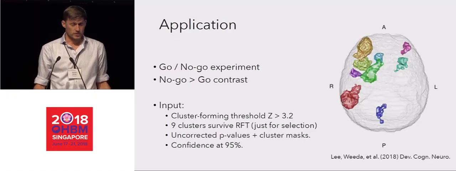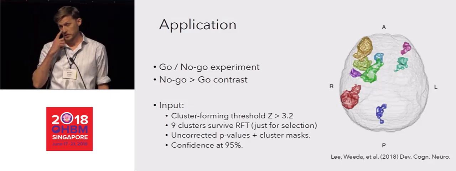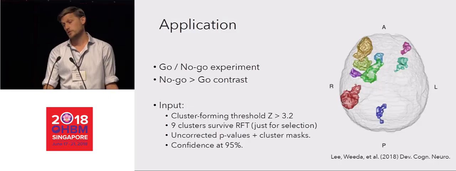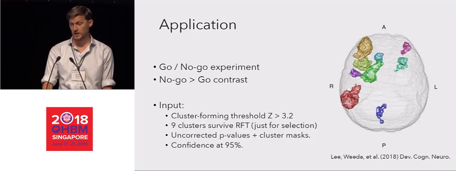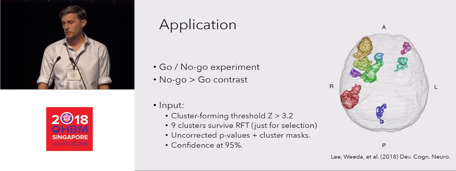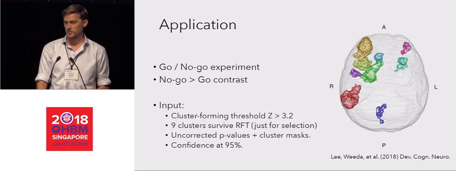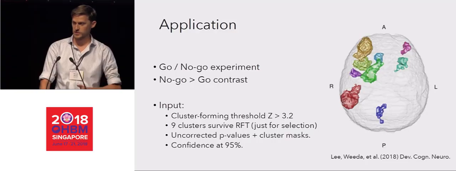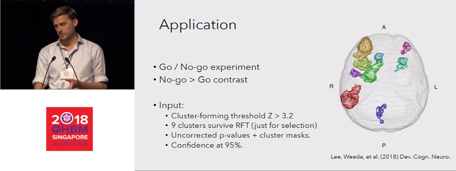Onto an application. So does this work in practice? We have done a go/no-go experiment in which we highlighted the no-go versus go contrast. So participants had to press a button looking at several faces, and they had to inhibit for happy faces and press a button for neutral faces, and vice versa.